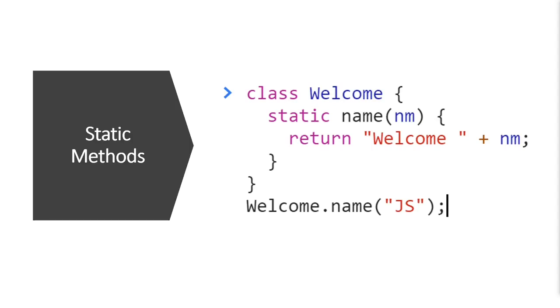Alright guys, so talking about methods, we can also create static methods when we are dealing with classes. And static methods are those methods which are not called on any instance of the class. Instead, they are called on the class itself. So this is how we write it. We use the static keyword over here, and when we invoke this particular method, we don't have to create any instance. We just use the class name and the method name.